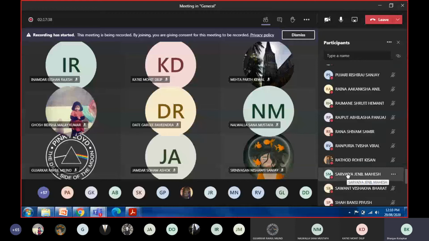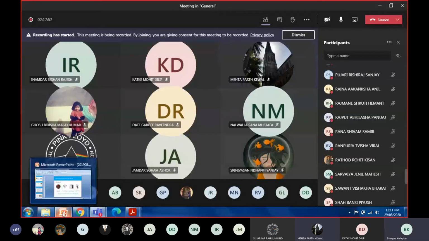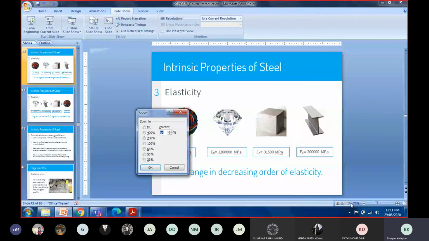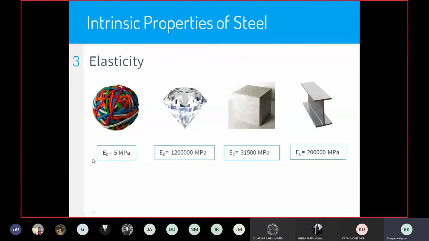Abhilasha, are you there? I guess steel is also elastic, but it does not retain its shape after a certain point. So which is more elastic? Okay, repeat the question again, please. So we have four materials: rubber, diamond, concrete, and steel, and I've mentioned the values of modulus of elasticity. Could you tell me which is the most elastic material?